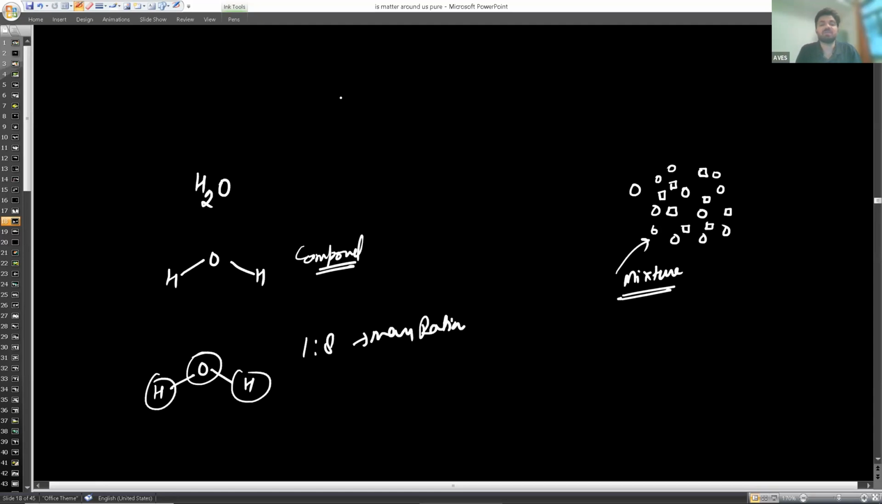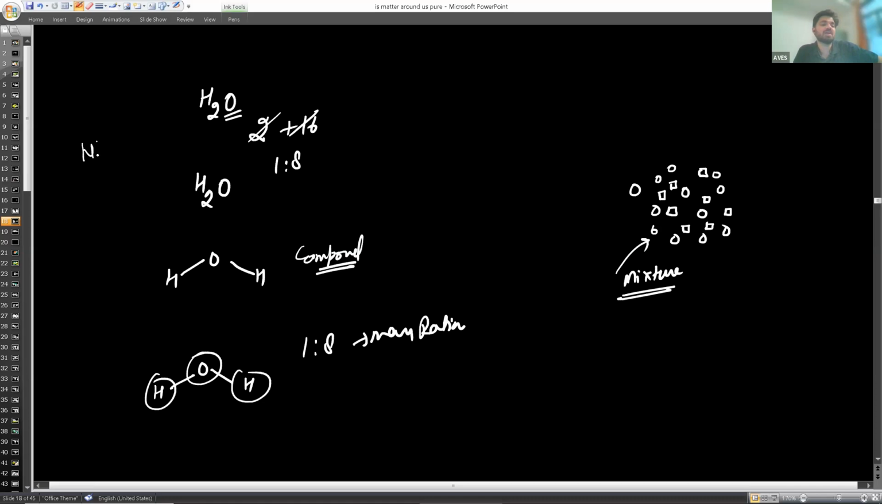In one water molecule we have two hydrogen atoms and one oxygen atom. One hydrogen atom has one mass, so two hydrogen atoms have two mass. One oxygen atom has 16 mass. This you will see in the next chapter, so don't worry about it. So it is 1:8, and they have a fixed ratio.